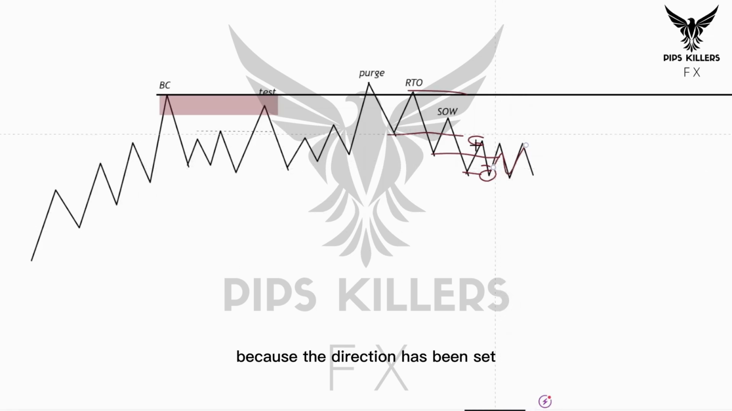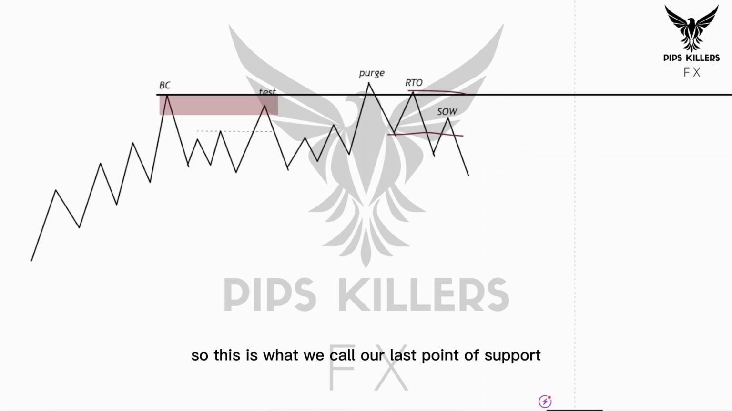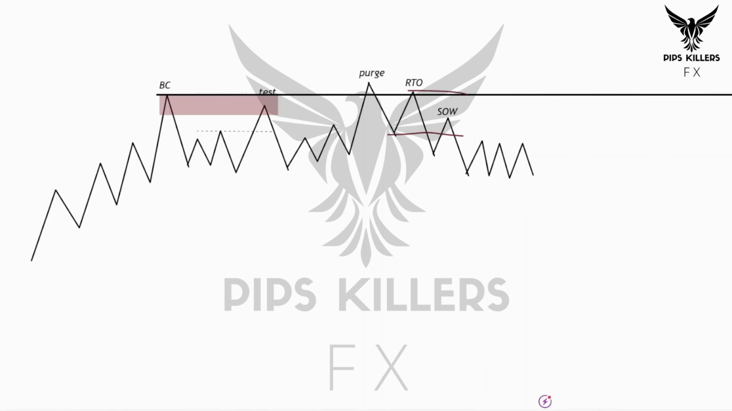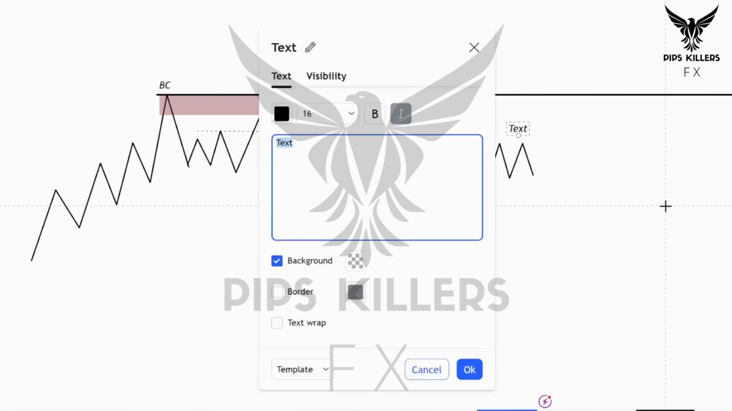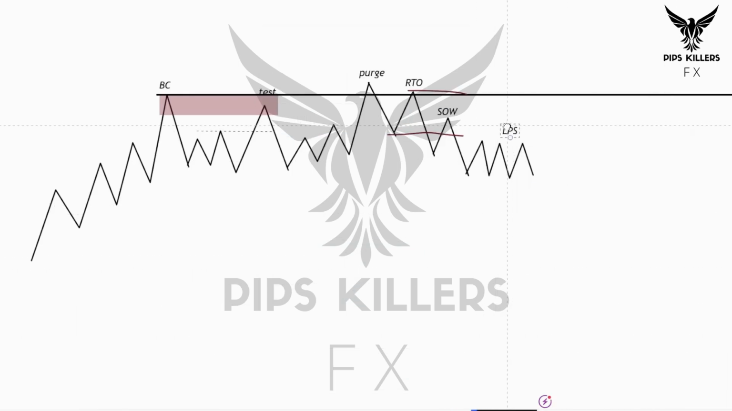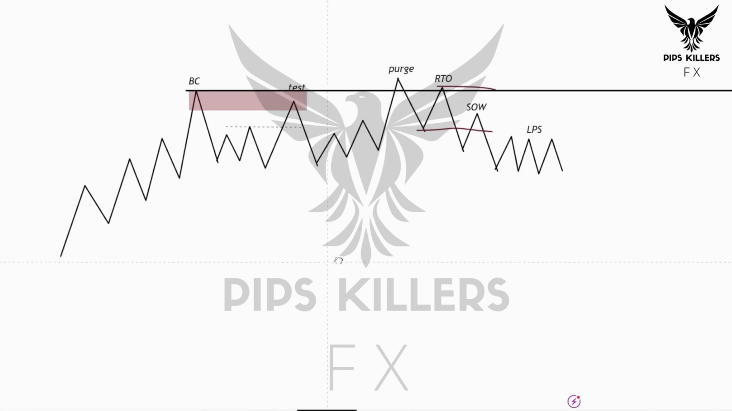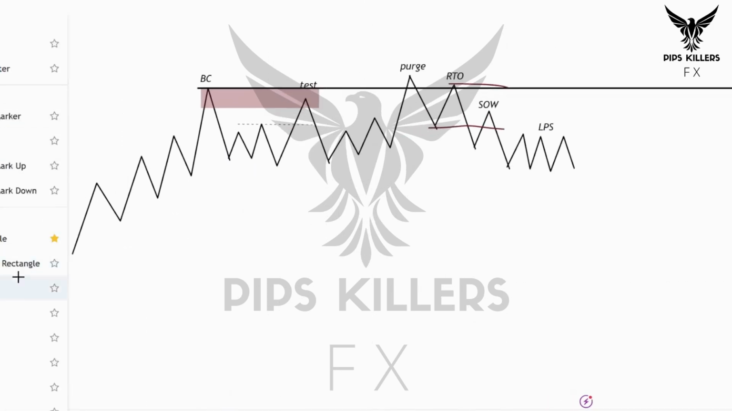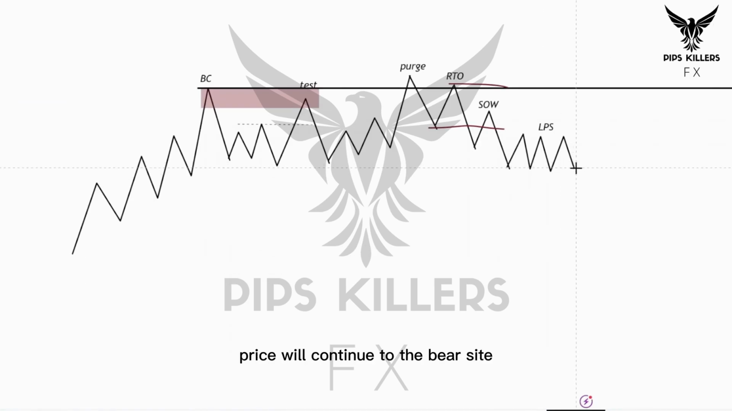And they're trying to induce you into taking a long position. Why are they trying to do that? Because the direction has been set and price is going to change direction. Instead of going bullish, now it's going bearish. So this is their last attempt of stopping you. So this is what we call our last point of support. So once this accumulation is done, price will continue to the bear side.